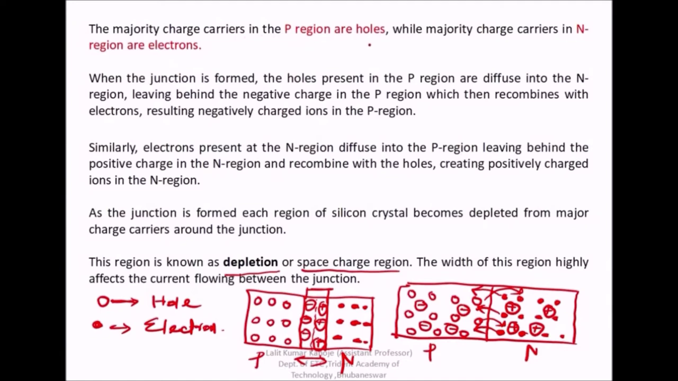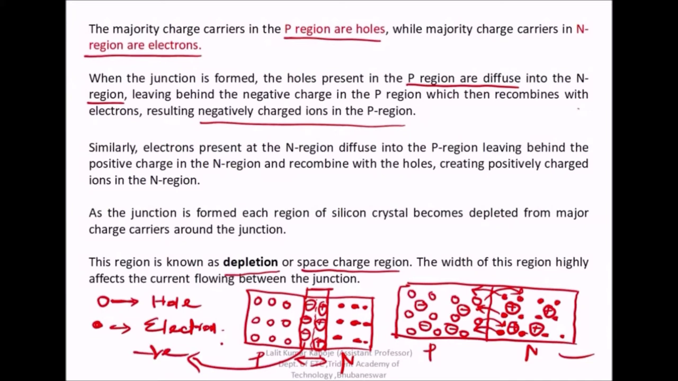The majority charge carriers in p region are holes, while the majority charge carriers in n region are electrons. So I have made it like this: p has majority charge carrier holes, n has majority charge carrier electrons. Point number 2, when the junction is formed, the holes present in the p region are diffused into the n region, leaving behind negative charge in the p region. Of course, if holes move, there will be some negative charge, which then recombines with the electrons, resulting in negatively charged ions in the p region. So this is basically my negative charge in the p region.